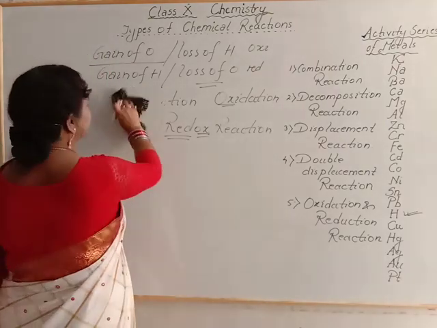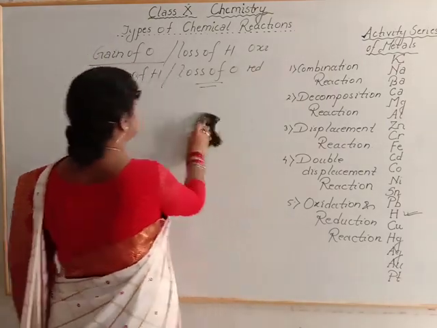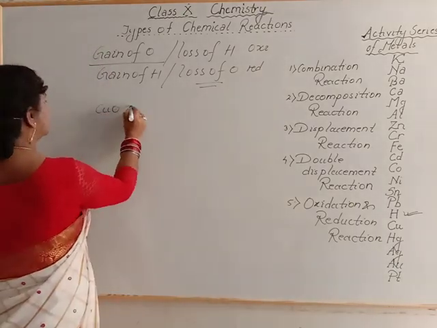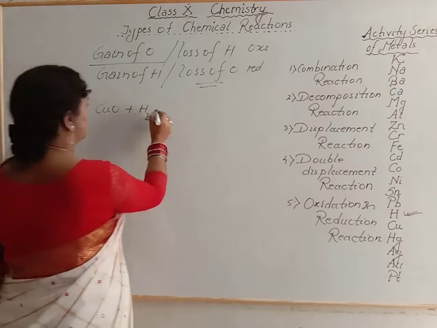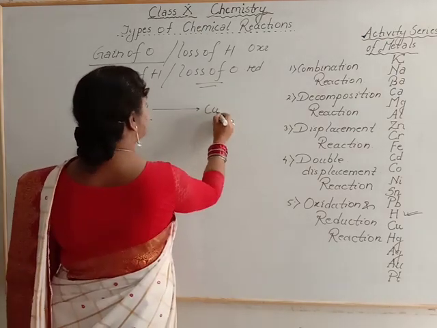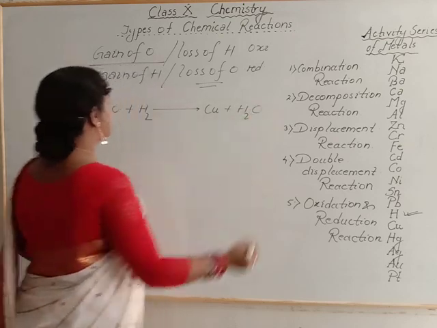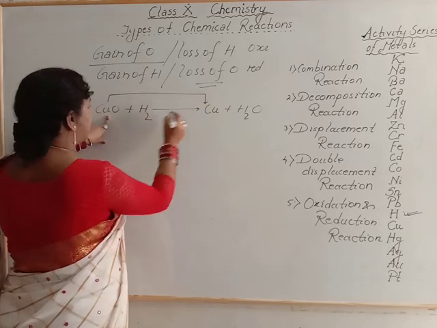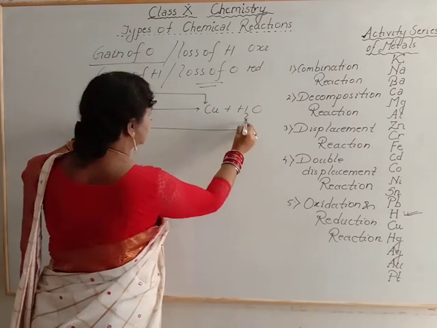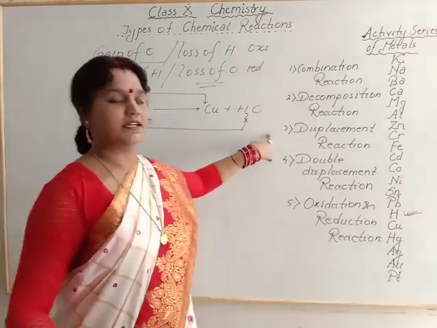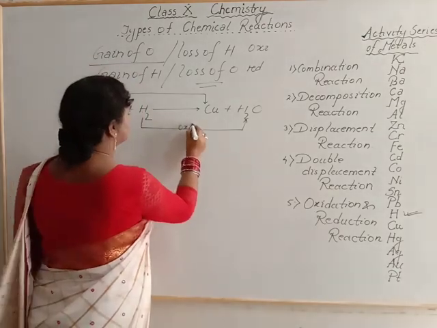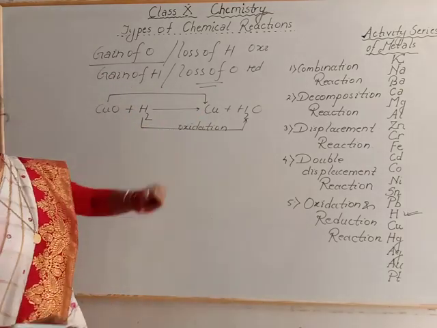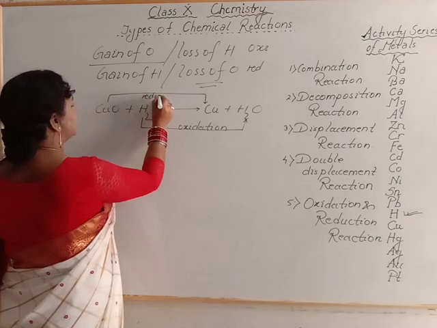Now see examples of some oxidation and reduction reactions. Now copper oxide plus hydrogen. What happens? You get copper plus water. Now see here, there is loss of oxygen here and there is gain of oxygen here. Because there is gain of oxygen, it means it is oxidation, and here it is loss of oxygen. So this is reduction.